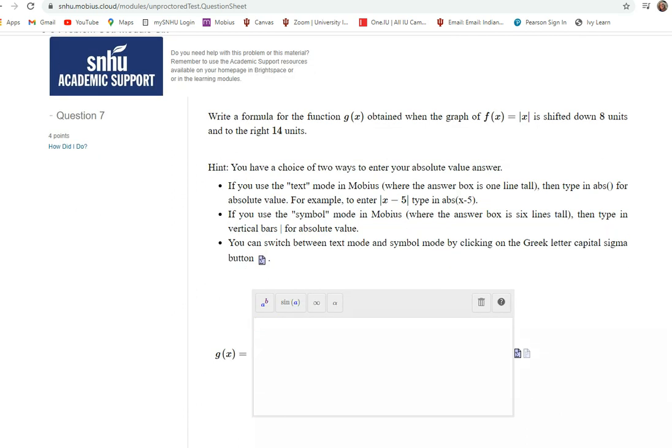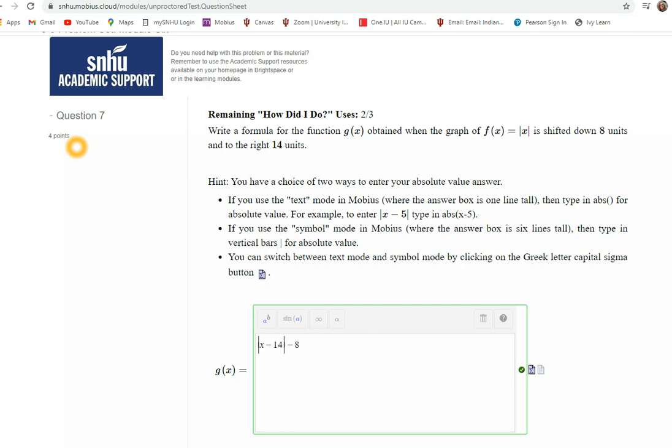It says if you use the symbol mode, which is what I'm doing right now, I can click in my calculator or my keyboard, shift that x minus 14, shift, and then minus 8. And how did I do? Got it right. There you go. I like that better.